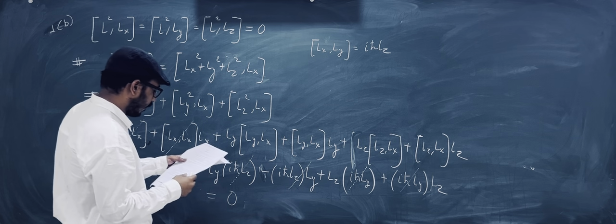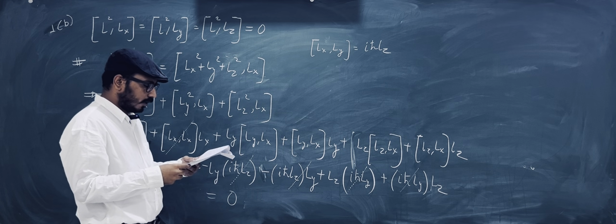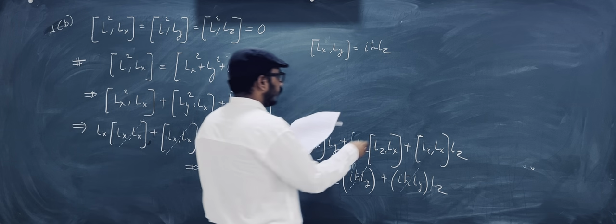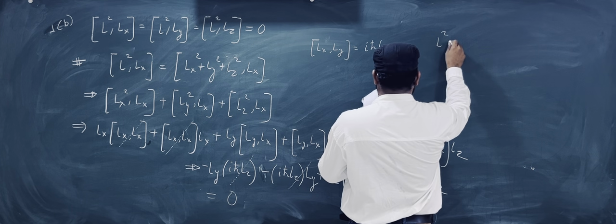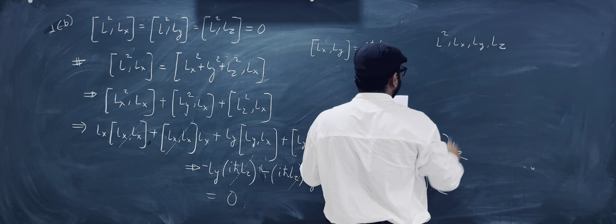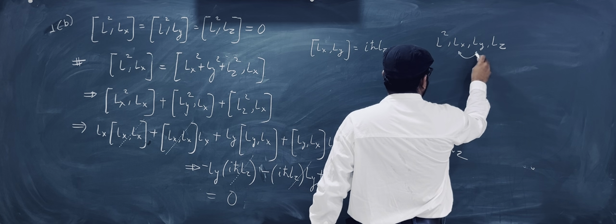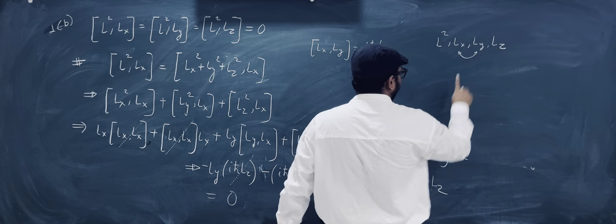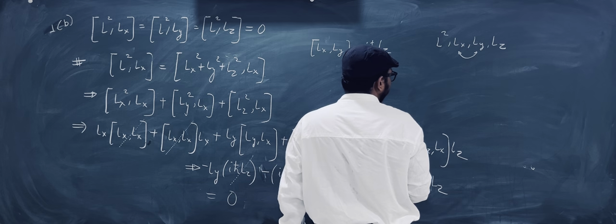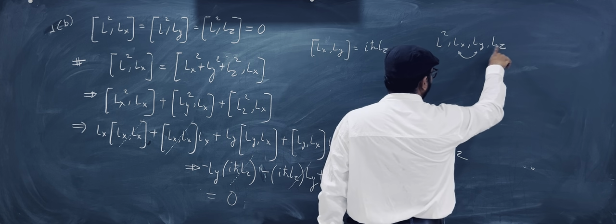So this was part 1. Part 2 of this problem, part B, says: is it possible to measure L square, Lx, Ly and Lz? So we know that any two of these components will not commute with each other. So Lx, Ly do not commute, Ly, Lz will not commute, Lx, Lz will not commute. And we know that L square with Lx is 0, L square with Ly is 0, L square with Lz is 0.